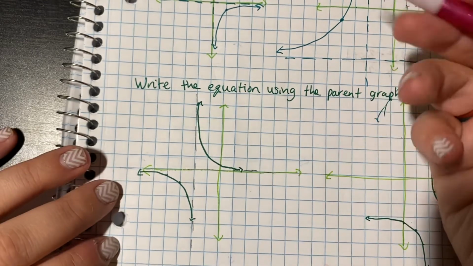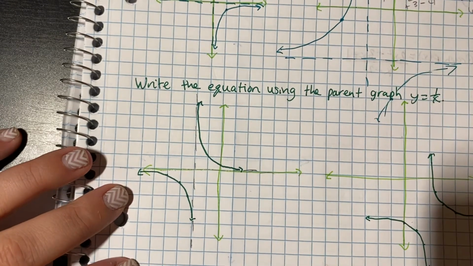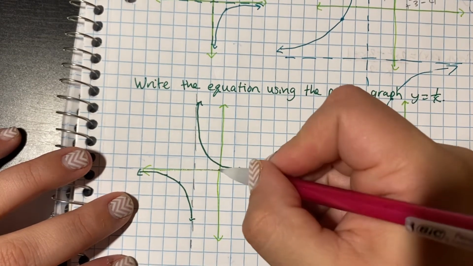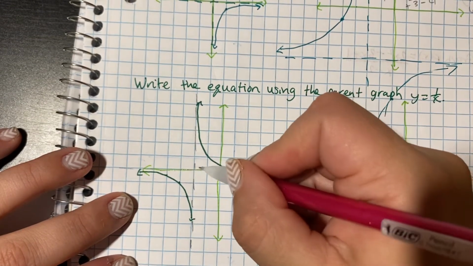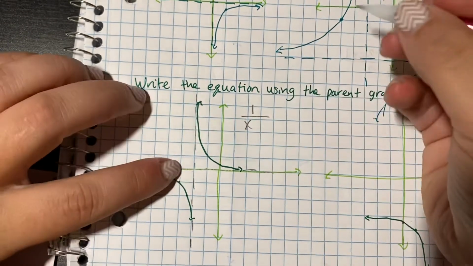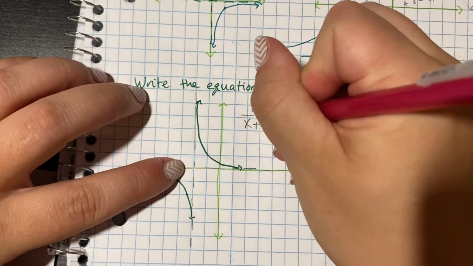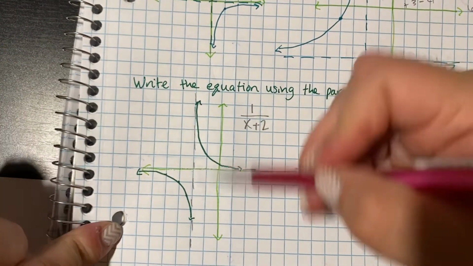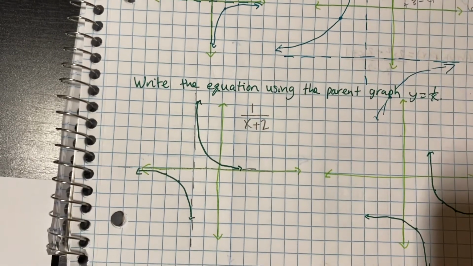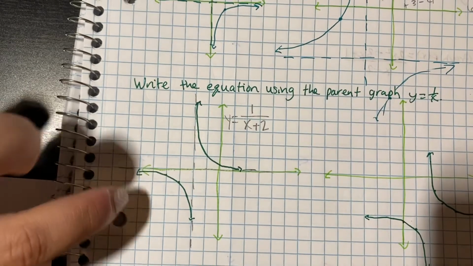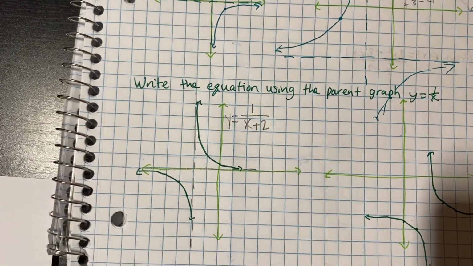So we know we don't have any number multiplying by it, but we need to figure out how this moved. So we moved to the left 1, 2. So that means next to the x, we need to do a plus 2 because we went in the opposite direction. And did we go up and down at all? Doesn't look like it. So that is our equation for this picture.